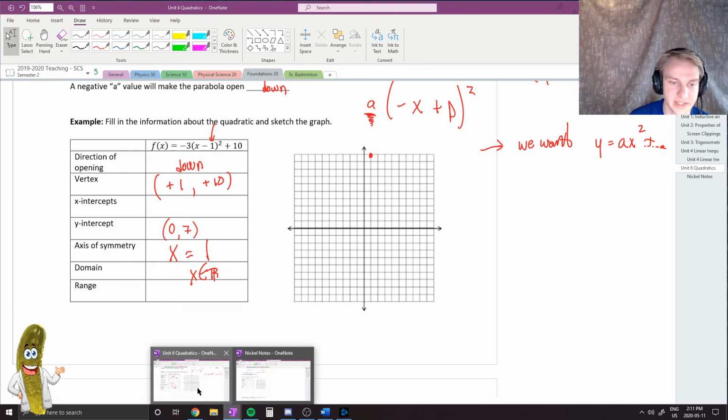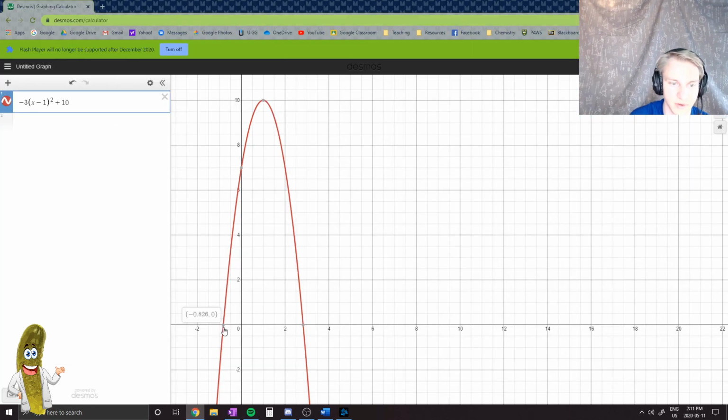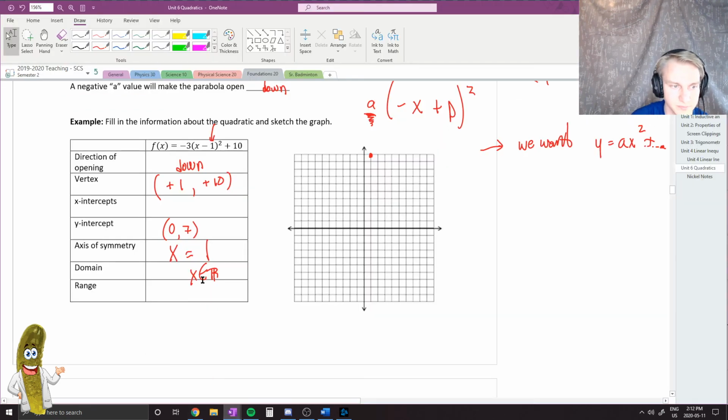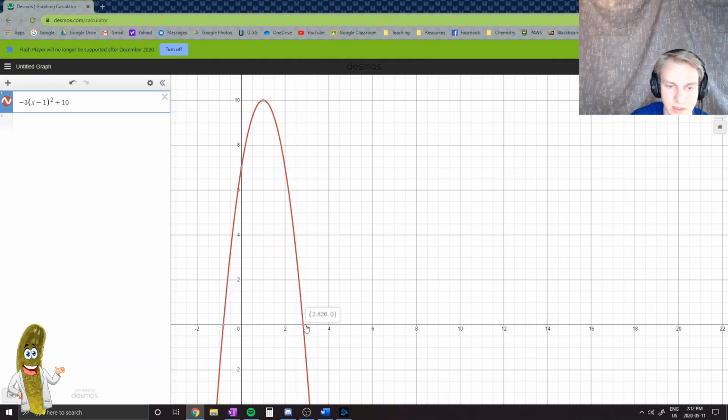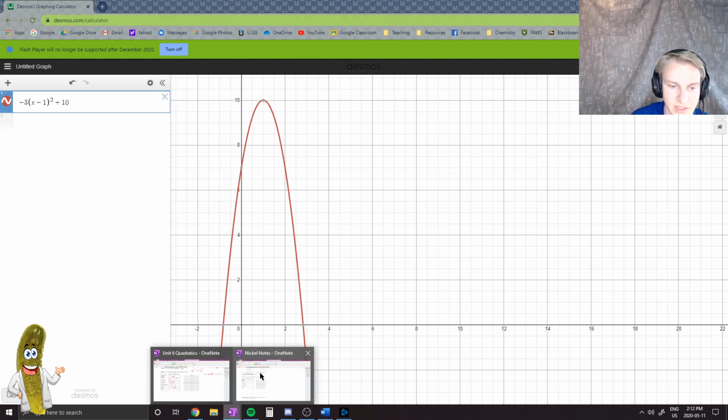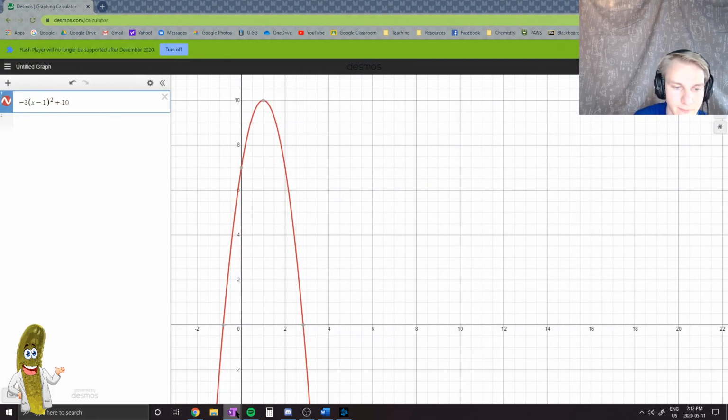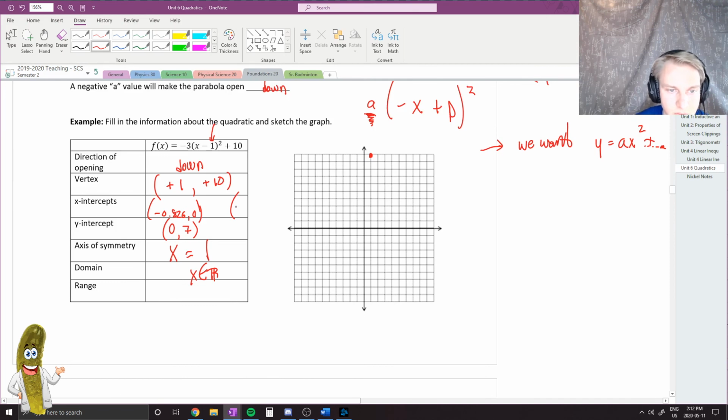We have two x-intercepts that we're dealing with here. One of the x-intercepts is negative 0.826 comma 0. And the other value that we found was 2.826 comma 0. Like such.